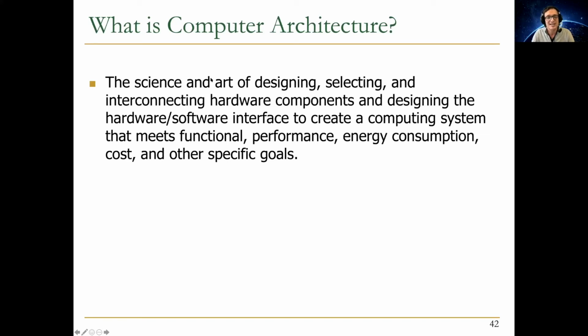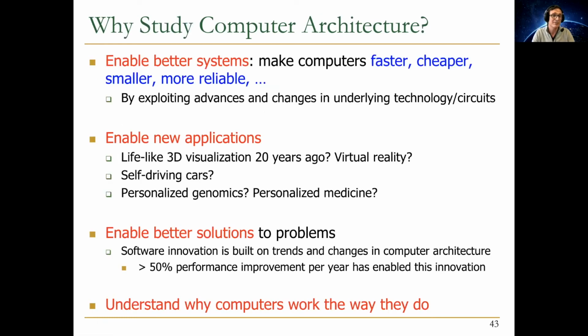But computer architecture, this is another definition. It's really the science and art of designing, selecting, and interconnecting hardware components and designing the hardware-software interface to create a computing system that meets functional, performance, energy consumption, cost, and other specific goals. Okay, why do we want to do this? Hopefully I showed you earlier, but we would like to enable better systems. And if you want to enable better systems and better life, you want to make computers faster, cheaper, smaller, more reliable, more secure, more robust, etc., so that we can solve big problems, right?